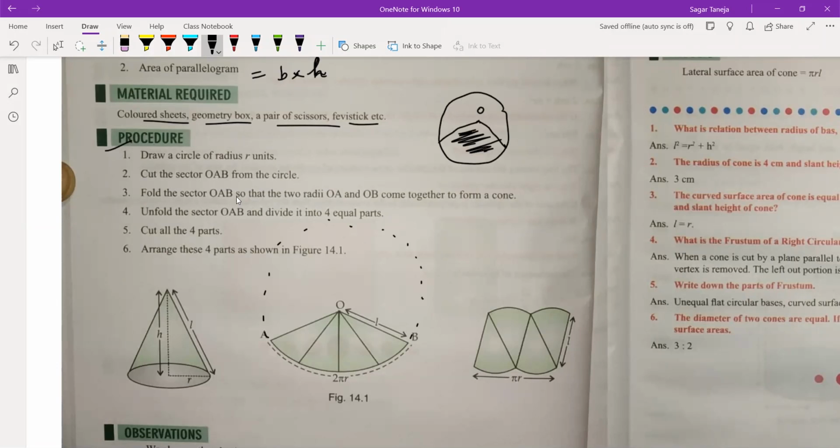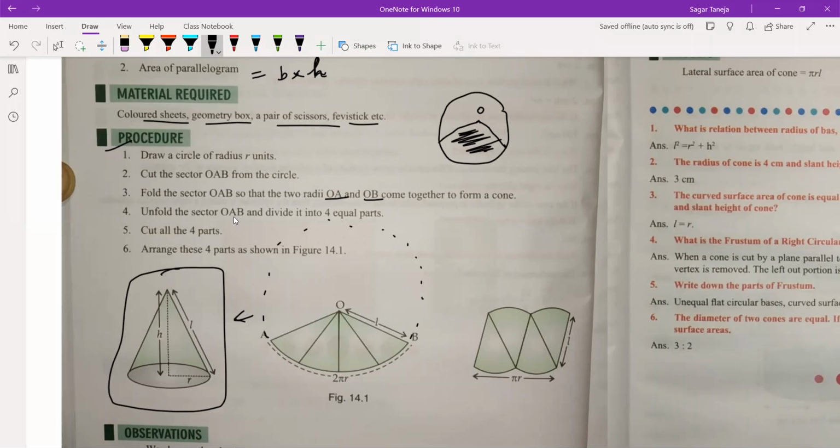Fold the sector AOB so that the two radii OA and OB come together. We have to fold this sector so that it is converted into this shape, which is the shape of a cone. AO and OB, you have to fold from these two sides, and they should come together and be pasted with the help of a tape.